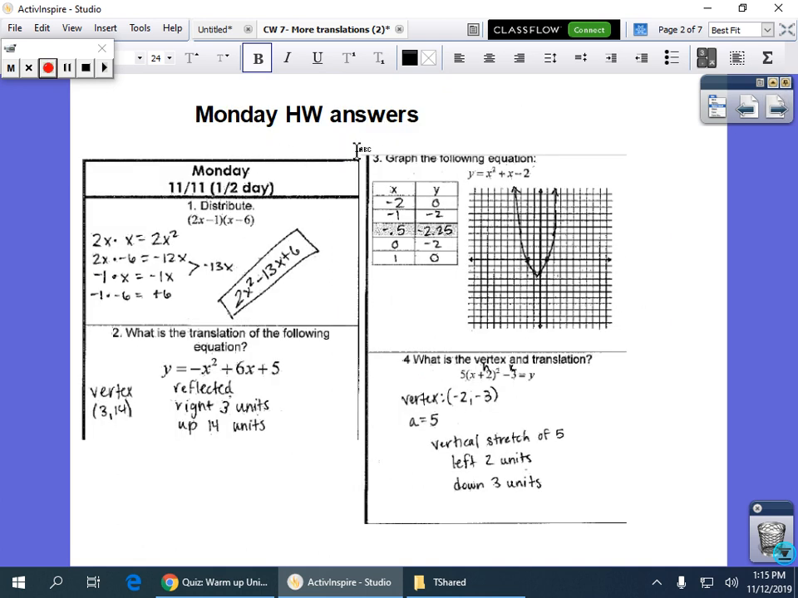Here's the answers for the Monday homework. This is period 1. You guys we looked at this yesterday. Period 4, go ahead and take some time to look at this. I'm going to check this and the Wednesday column tomorrow. Feel free to pause as needed.